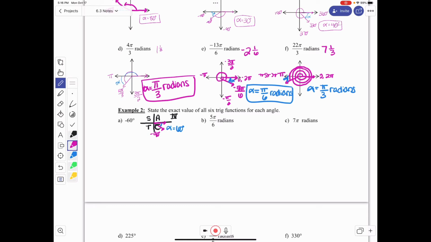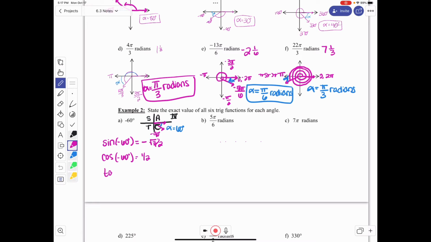Okay, so when I look up on my trig chart, the sine of negative 60 degrees. What I'm actually going to look up on the trig chart is sine of 60, but I have to make it negative because of where it landed. The sine of 60 is square root of 3 over 2. All right, cosine of negative 60. I'm going to look up the cosine of 60, which is 1/2, and it's going to stay positive because it landed in its own quadrant.